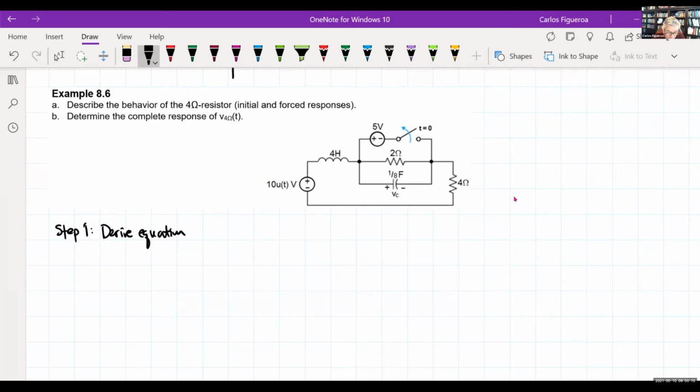So what are we looking for? We want to solve for the 4 ohm resistor here. Again, I would go after the inductor current. Why would I go after the inductor current? Because if you look at this guy right here, you could see that the current of the inductor is the same as this guy.